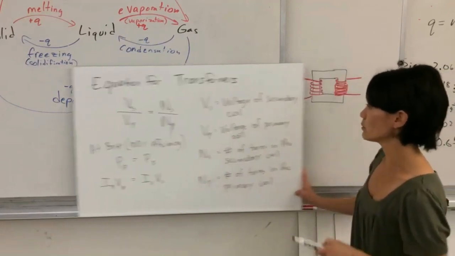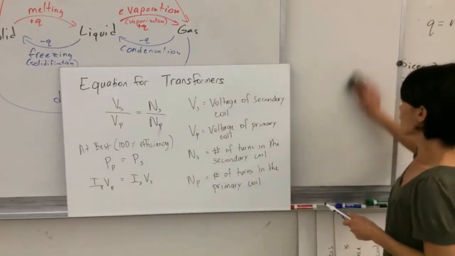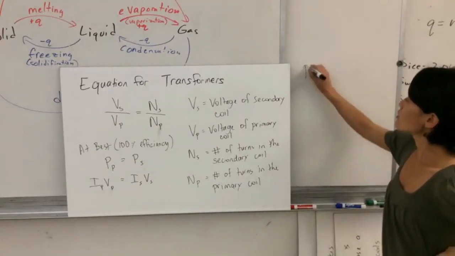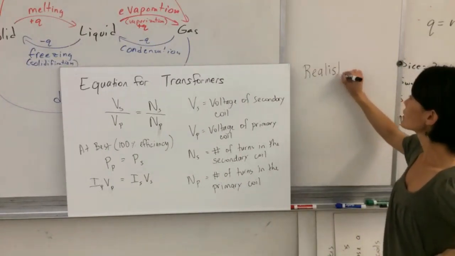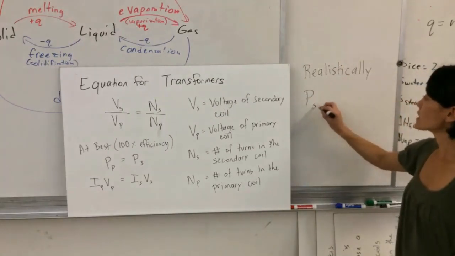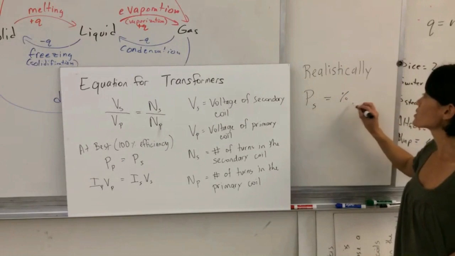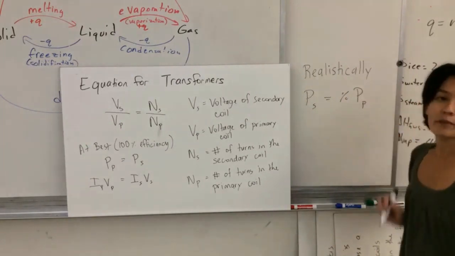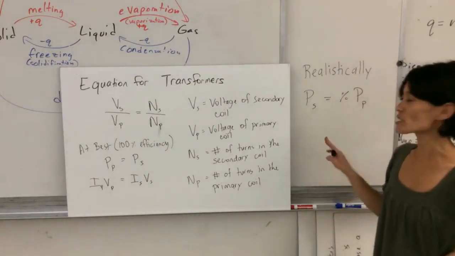Realistically, though, I'm running out of room. Realistically, we lose some energy. So we'll write here, realistically, the power of the secondary is usually some percentage of the power of the primary. And we'll look at one or two examples of those.